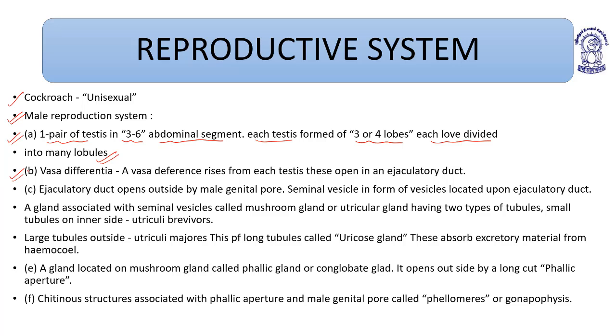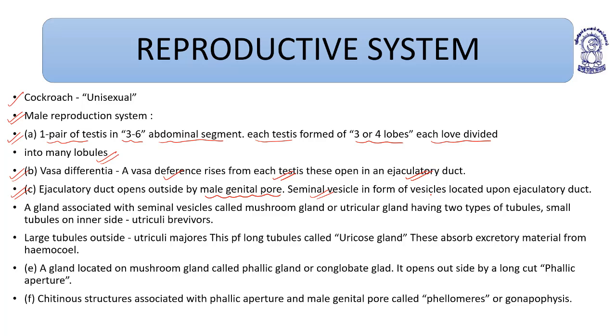Vasa deferentia. The vas deferens arises from each testis, then opens into the ejaculatory duct. It helps to pass the sperms from each testis into the ejaculatory duct. So basically the vasa deferentia connect the ejaculatory duct with the testis. The ejaculatory duct opens outside through the male genital pore.